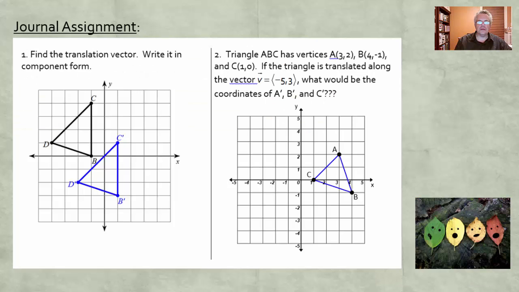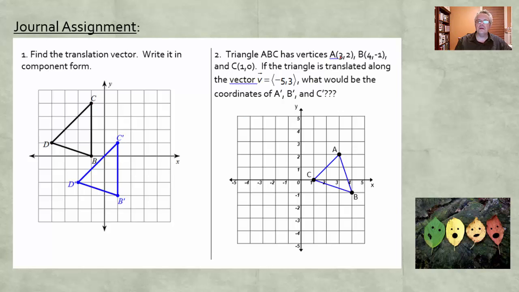Okay, it's your turn. Here we go. So on this first one, find the translation vector and write it in component form. So remember, you're just writing how the points changed. So I would take a look at C. How did C go to C prime?